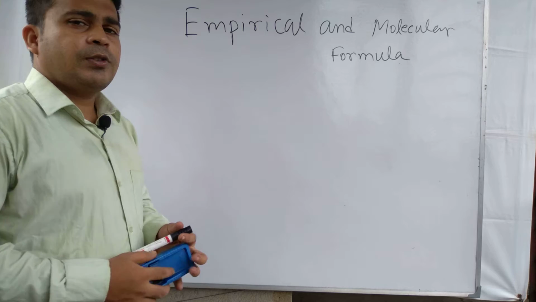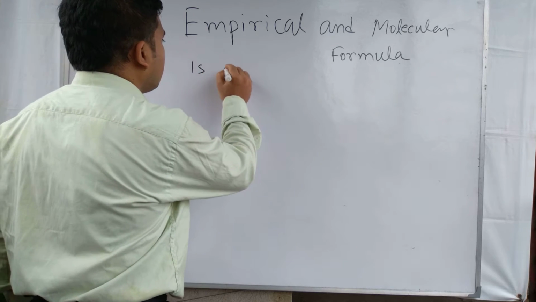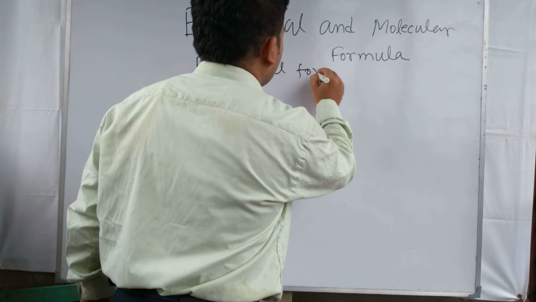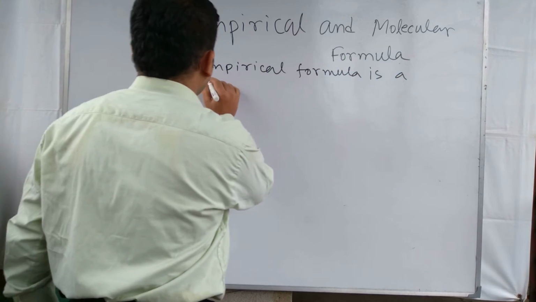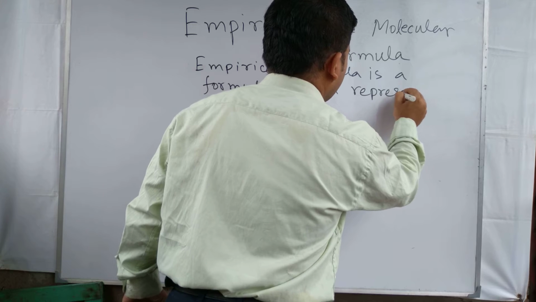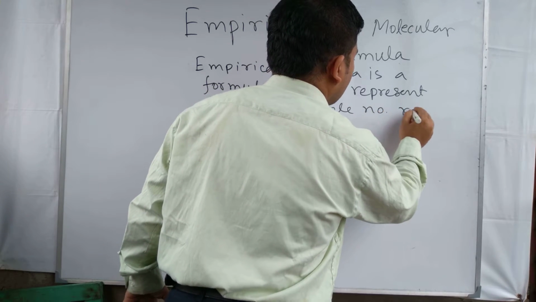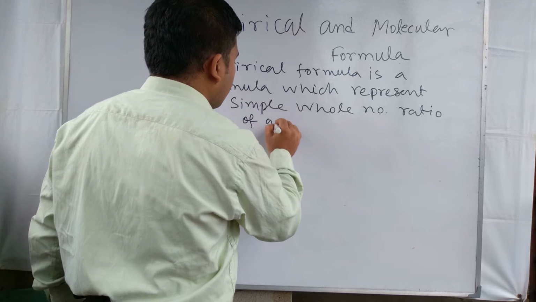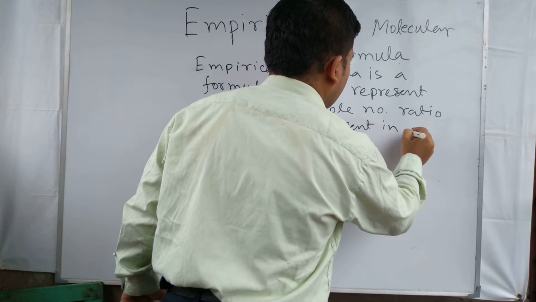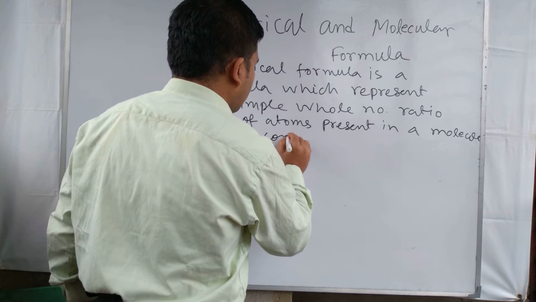At first we have to know what is empirical formula. Empirical formula is a formula which represents the simple whole number ratio of atoms present in a molecule of compound.